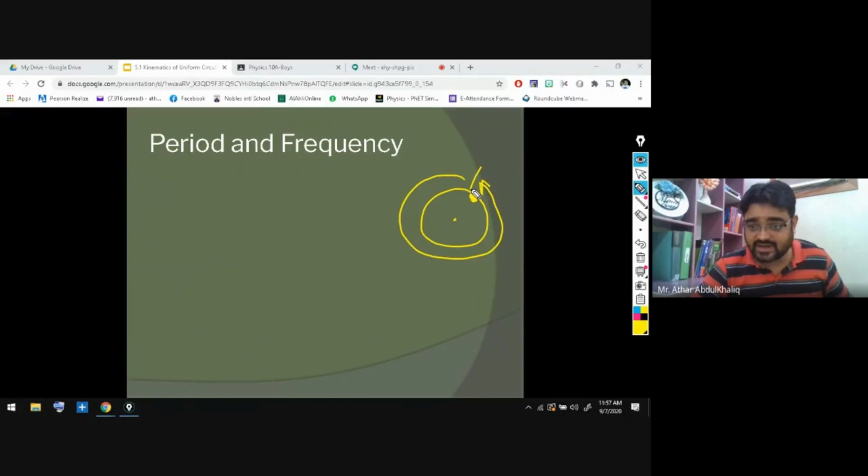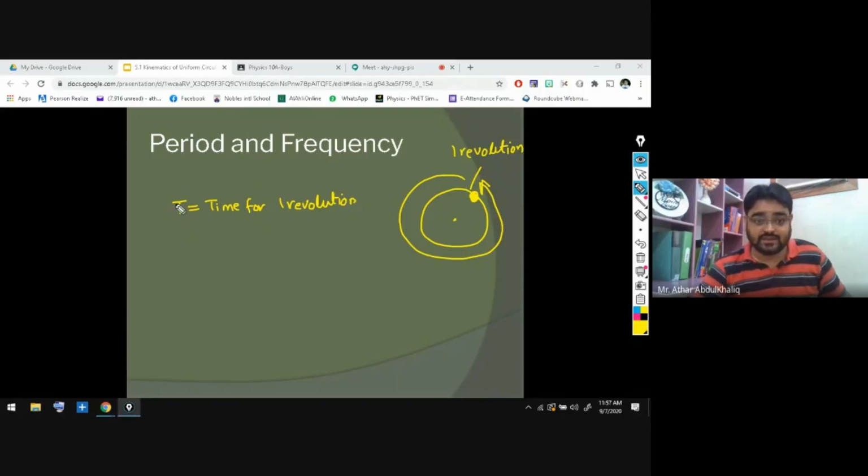Start motion from here and end at here. This is called one revolution. So the time it takes for one revolution is called period. You got it? So period is denoted by T, is time for one revolution. This thing you have to keep in your mind, what I am writing here. T is called period, is time for one revolution.